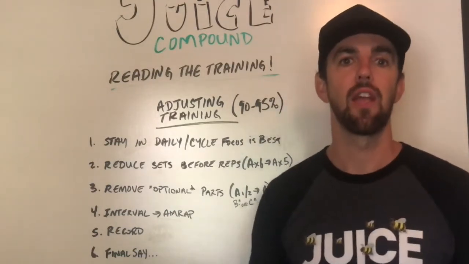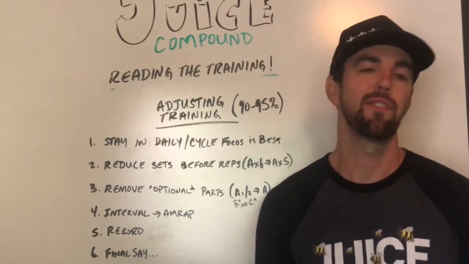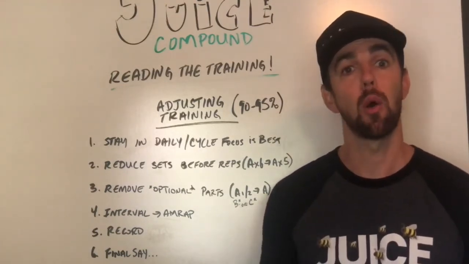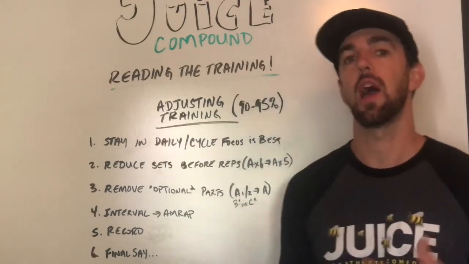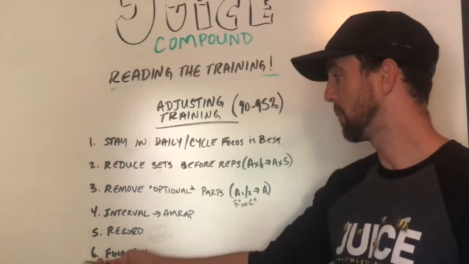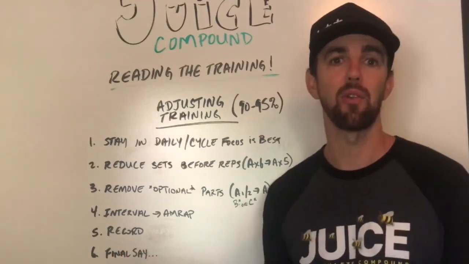And then for conditioning, I usually give examples of what I want: for time, rounds completed. If it's intervals, it might say your fastest time or your lowest time. I'll usually explain what I would want them to do, but that's up to you really, what you want to record, which brings me to the final part, the final say.